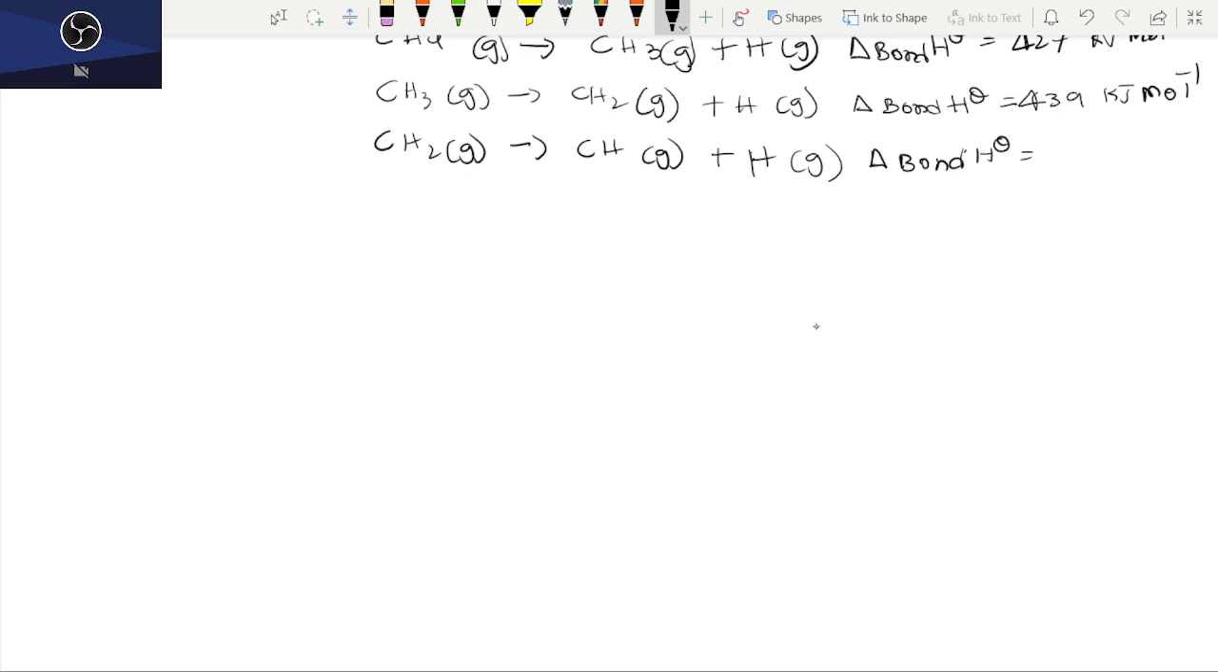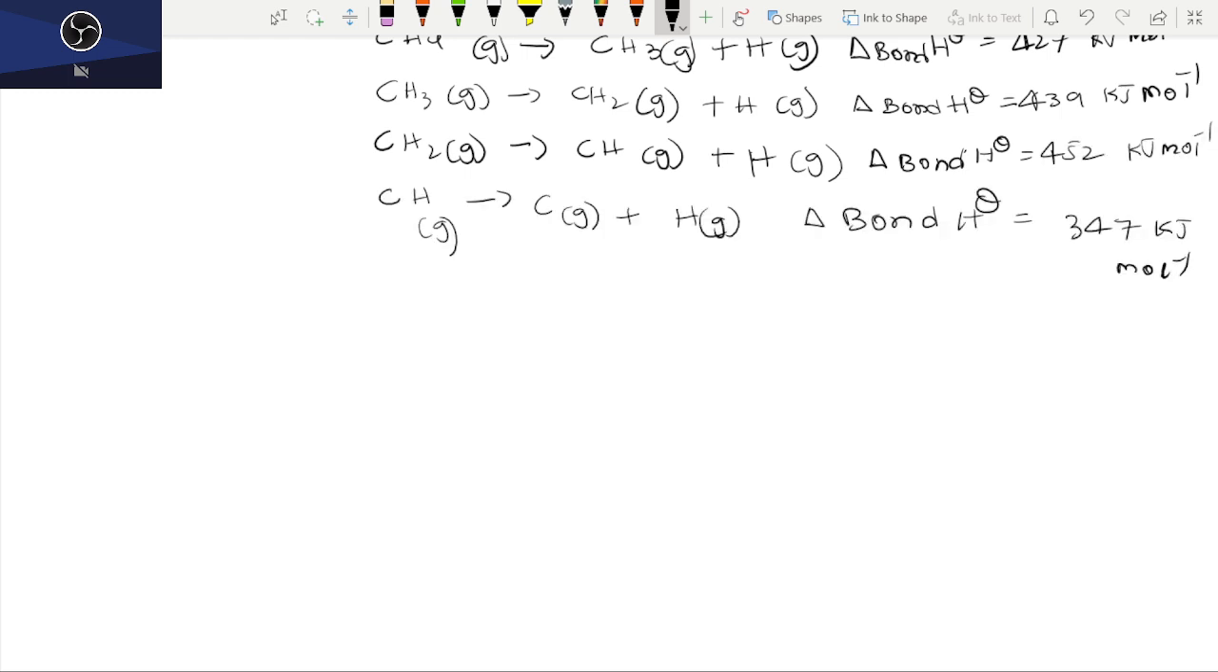Similarly, the covalent bond in CH is going to break in the gaseous state, giving carbon in the gaseous state and hydrogen in the gaseous state. Delta bond H naught is going to be 347 kilojoules per mole.